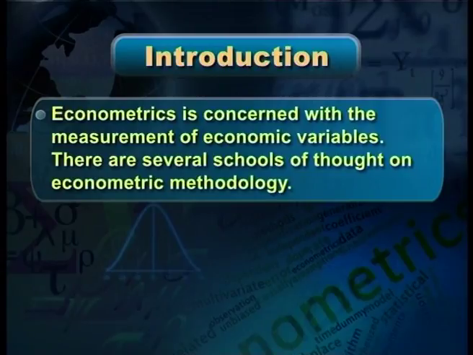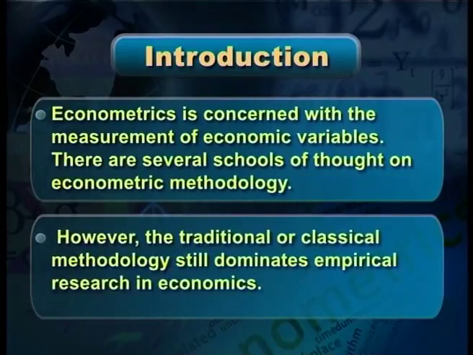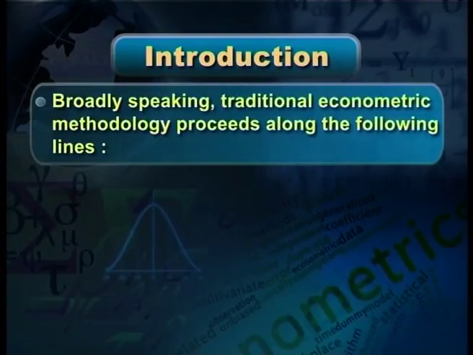There are several schools of thought on econometric methodology. However, the traditional or classical methodology still dominates empirical research in economics. Broadly speaking, traditional econometric methodology proceeds along the following lines. We have to follow 8 steps.